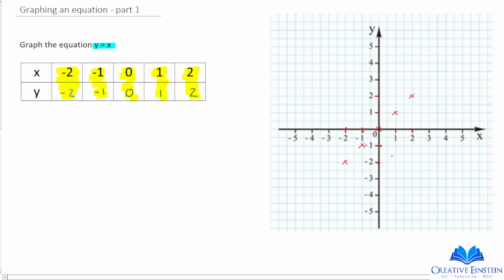And there's our points. So now you need to get your ruler. Remember, you have to use a pencil when you're doing this. And you're going to draw in your line. Make sure it extends past your points. And really important, you need to have an arrow at either end to show it goes on forever.